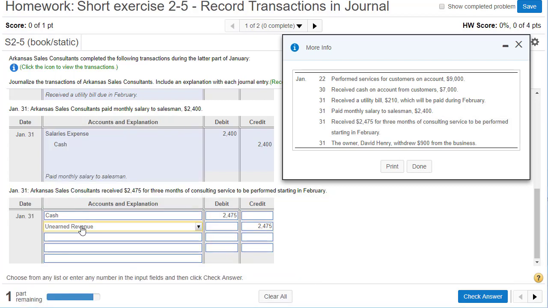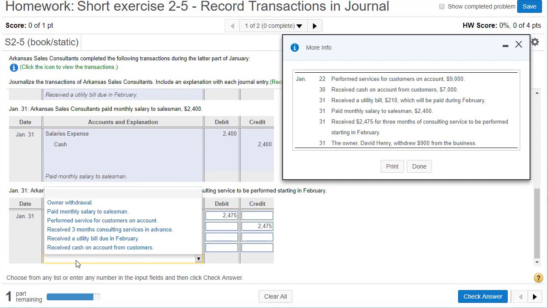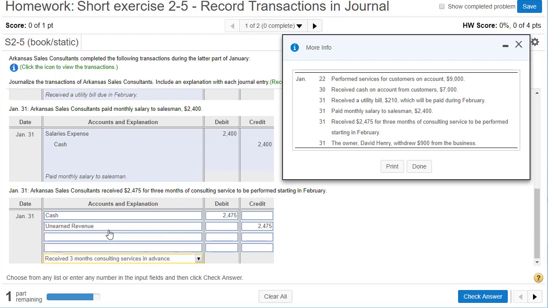So remember, unearned revenue, this account is used when your customer prepays for something that you've not given them yet. You're going to give them the product or the service in the future, therefore you owe them that product or that service. So you have revenue that is unearned, which is a liability. So we're going to say received cash, received 3 months consulting services in advance.